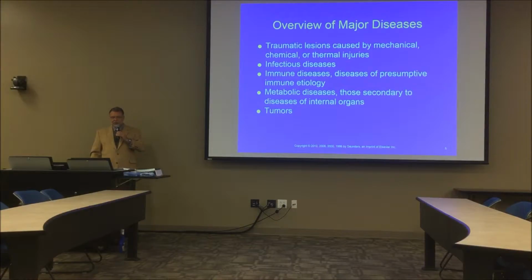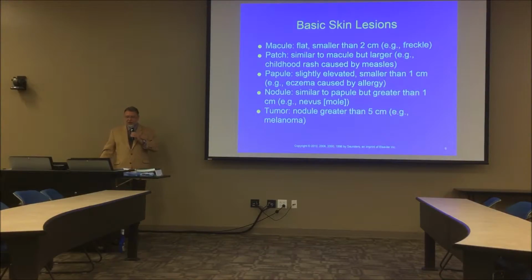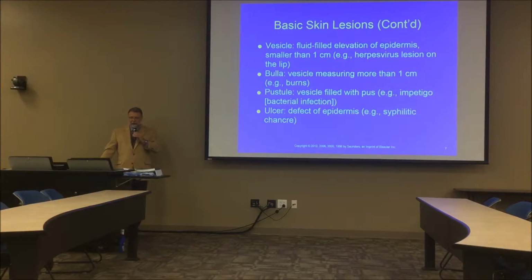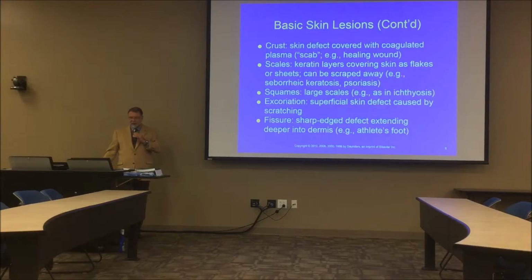So we're going to review some of these major diseases. Some lesions, you can read them here: macule, patch, papule, nodule, and tumor, what they mean by characteristics and size. Same with vesicle, bulla, pustule, and ulcer. What each includes as a term and why you're going to call it that way. Review it on your time, very easy, and go slowly with each one. Crust, scale, squames, excoriation, fissure: what happens and in what instances you might have them, as an example.